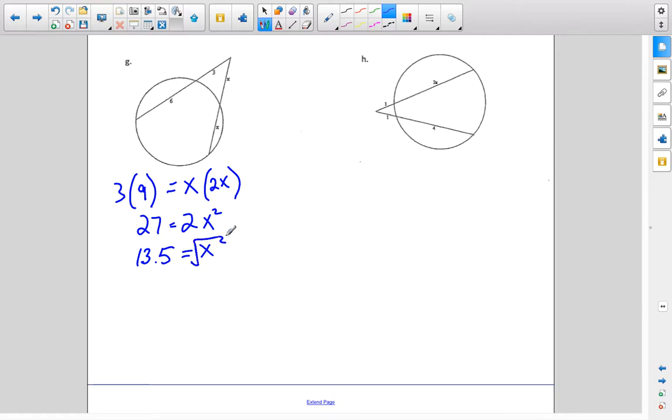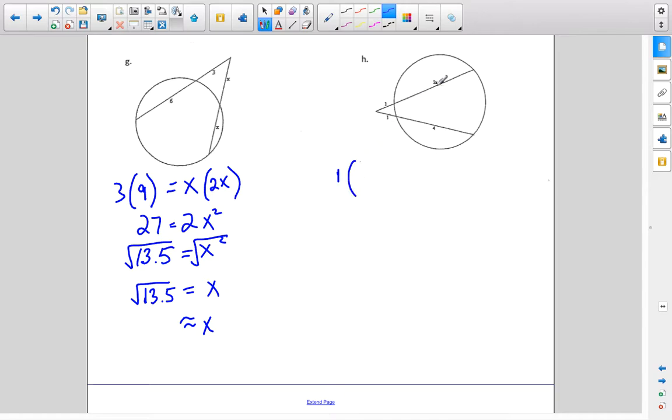And now I need to take the square root of both sides. So I think I'll just leave my answer like that, because that is not a perfect square. But x equals the square root of 13.5. So you can go ahead if you want to and put that in your calculator, and you'll get an approximation there. On H, my outside is 1, my inside is 2x.